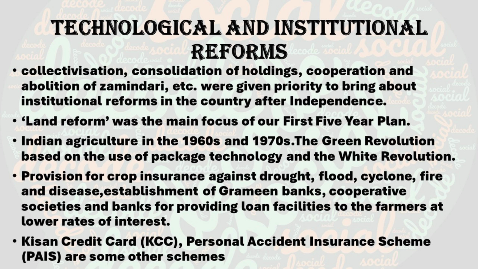Under land reform, the abolition of the zamindari system happened, and consolidation of fragmented land holdings. You might have seen land inheritance. In that, the land was divided based on the number of generations, right? So that consolidation happened.